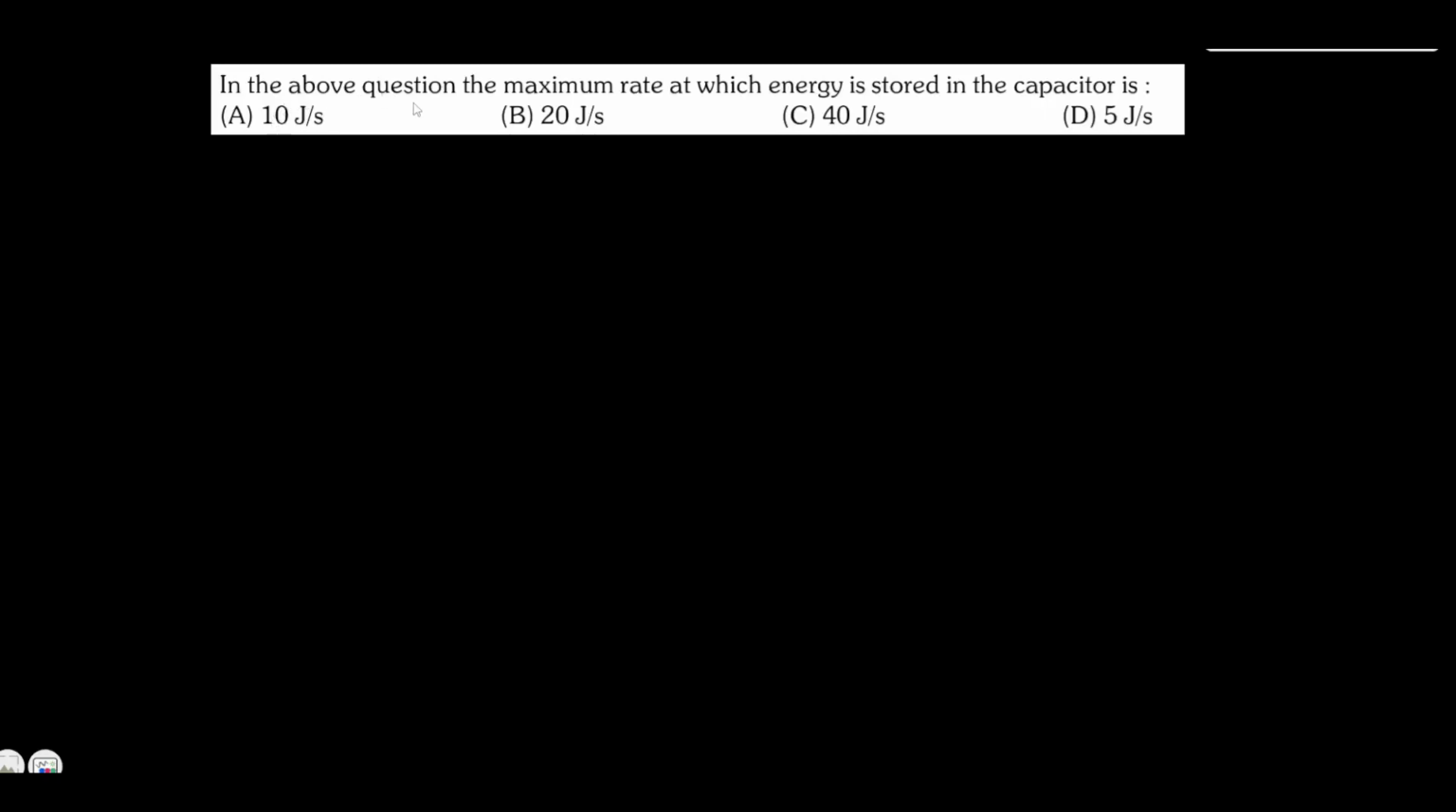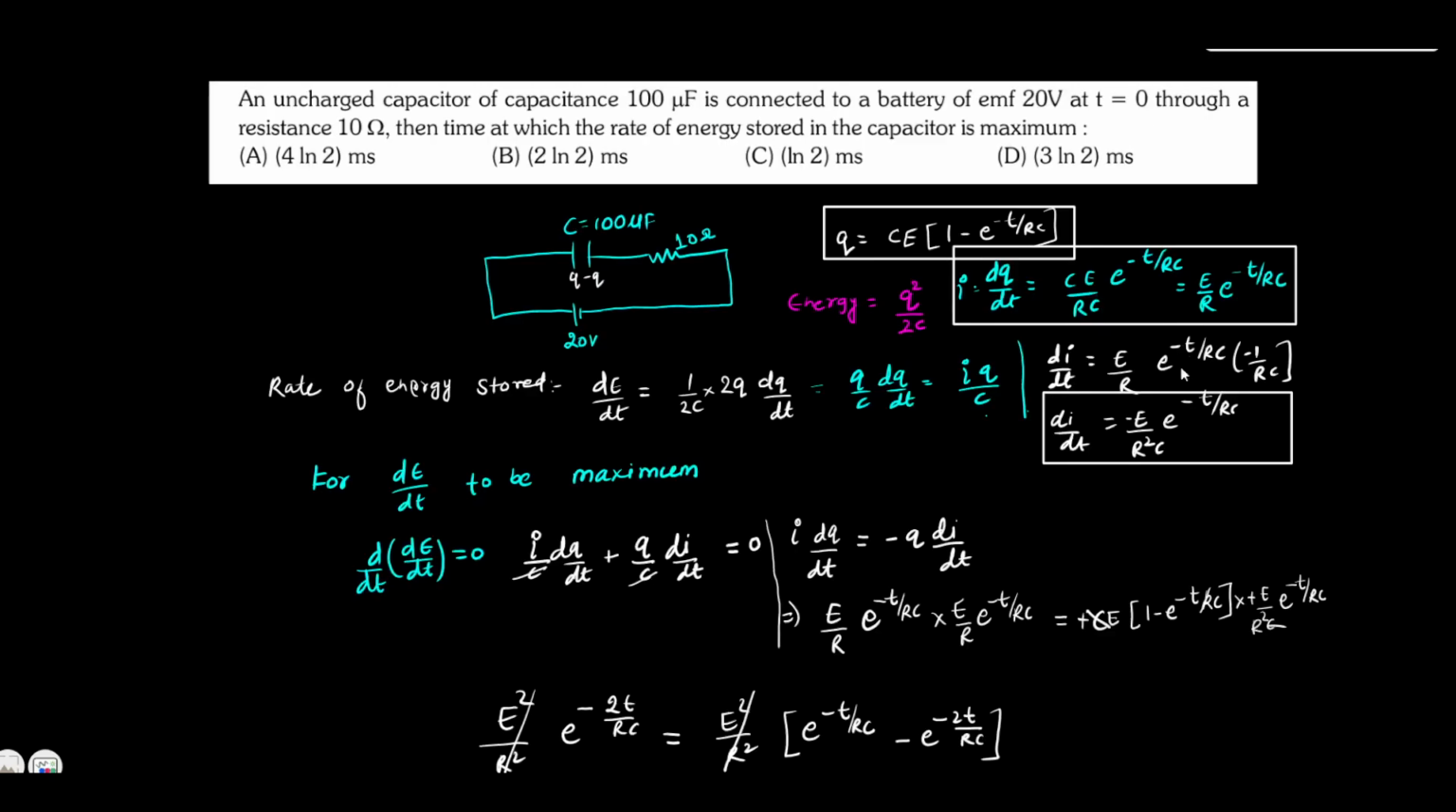This question is in continuation with the previous question. It is saying that in the above question, what is the maximum rate at which energy is stored in the capacitor? So at what rate is the energy stored in the capacitor? We have calculated the rate of energy stored in the capacitor, and now we have to find the maximum rate at which energy is stored in the capacitor.